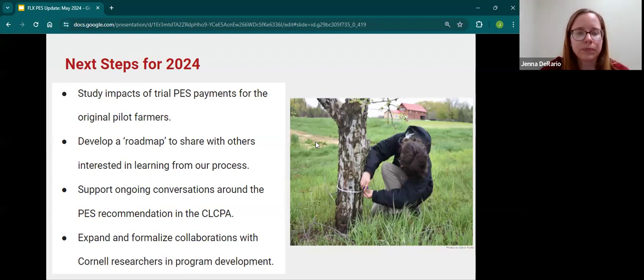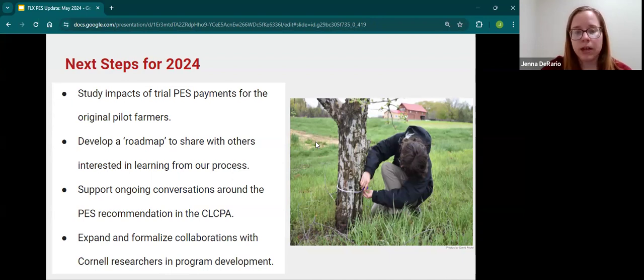And then a major, I'm not sure how many conversations you all have had around the Climate Leadership and Community Protection Act in New York State. So New York State's climate legislation has a final scoping plan with all the recommendations for how New York State can reach their climate goals by 2050. One of their recommendations in the agriculture and forestry section is that New York State should develop a PES pilot program at a statewide level.